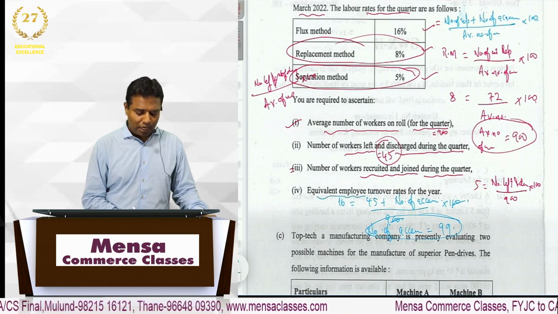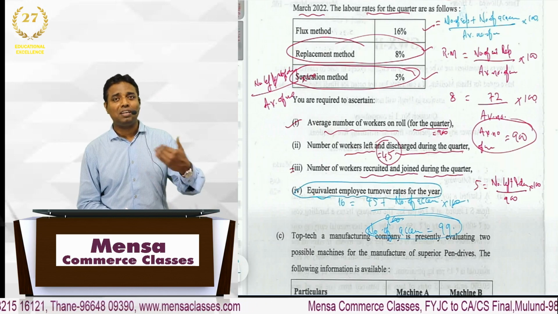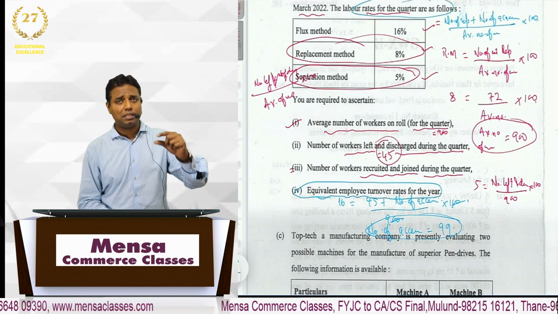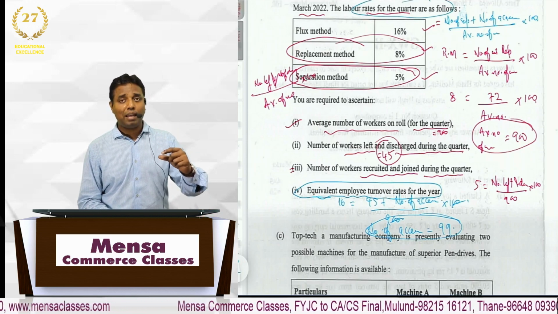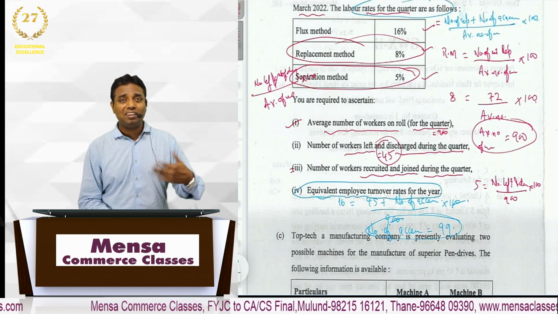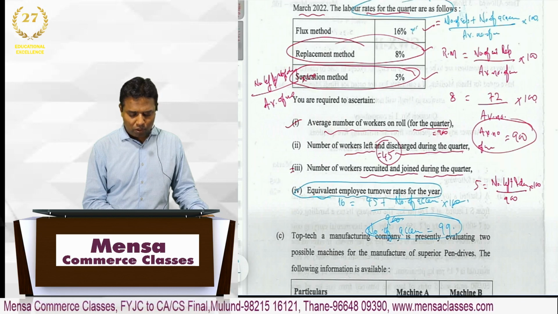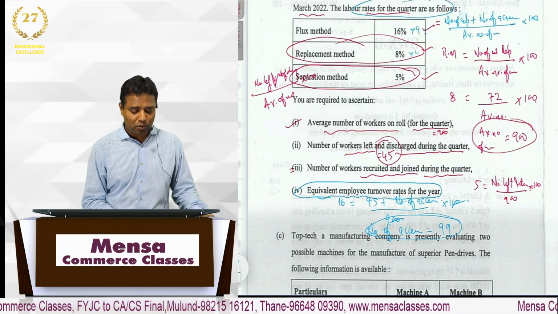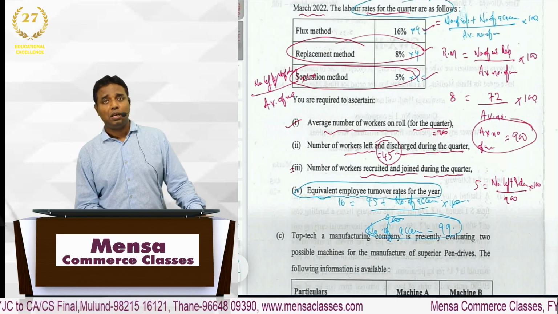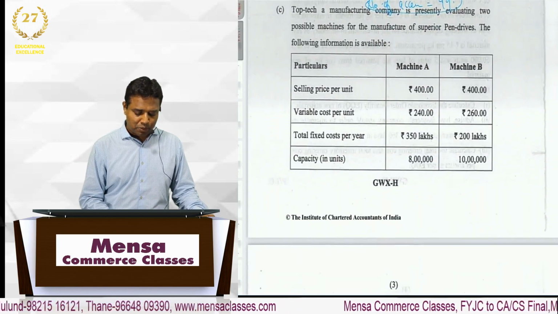Then the equivalent employee turnover rates for the year. These are the rates for the quarter, given in the question. We want them in terms of year, so what do you do? Multiply by 4. Into 4 will make it 64%, into 4 will make it 32%, into 4 will make it 20%. I hope it is clear. That's your question number 1B. Let's move on to the next one.